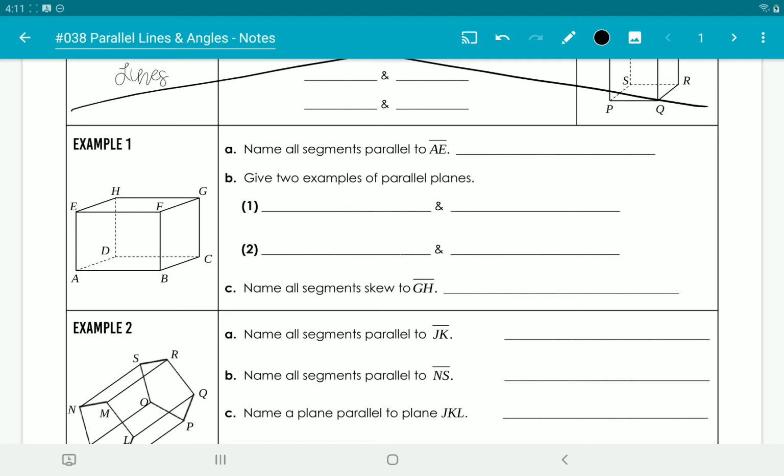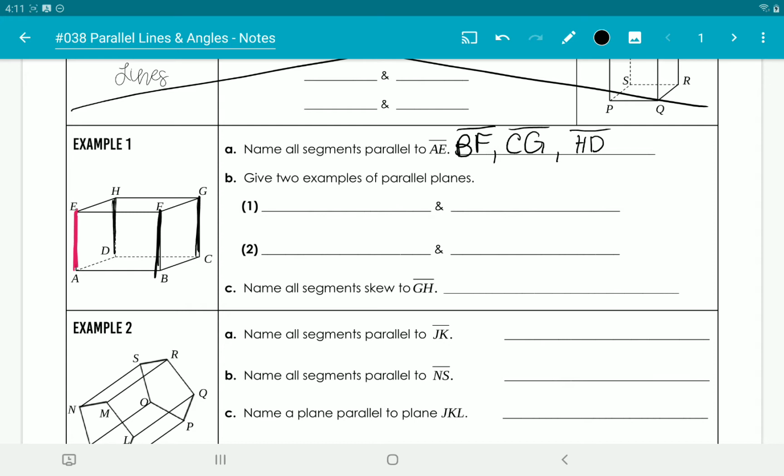So example 1. We're going to name all segments that are parallel to AE. So I'm going to go ahead and mark AE with this red. So we're looking at all of the lines that are going in the same direction as this line. So we have BF, you can see here, this segment here. We have CG over here also. So both of these two, you can see, are going in the same direction, are not going to intersect. And then HD over here is doing the same thing.